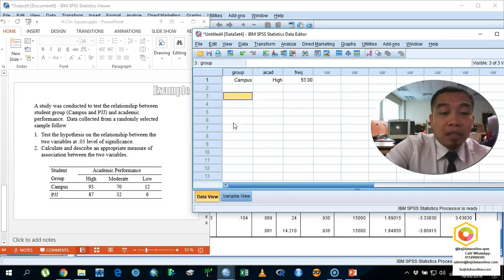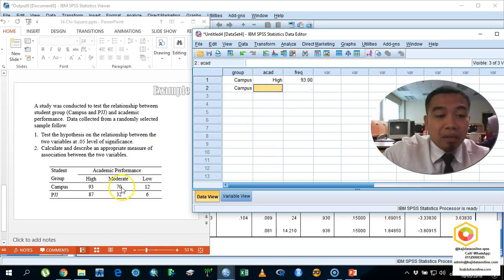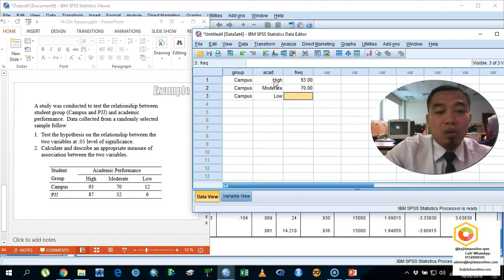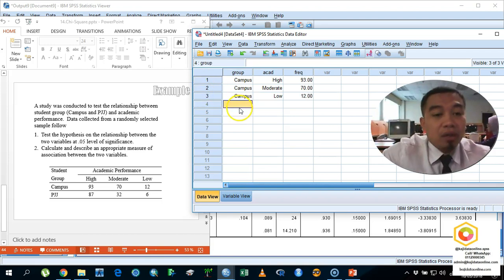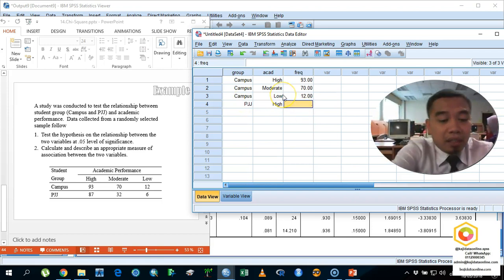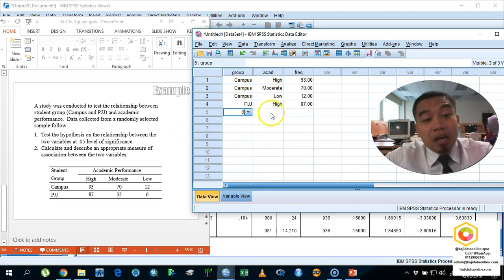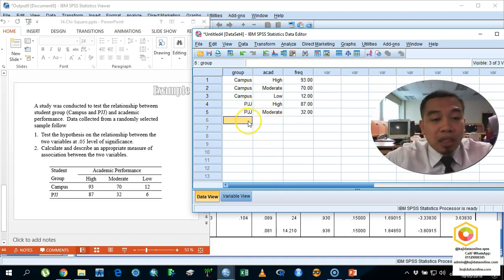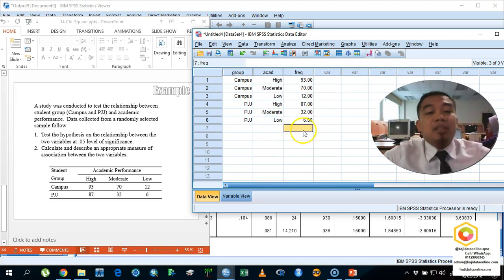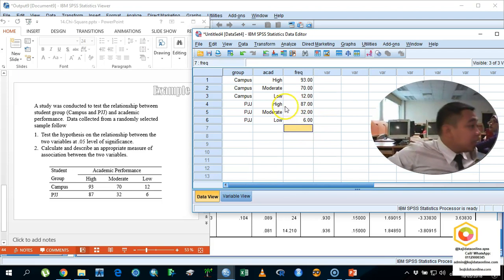The second one, the students stay in the campus, the academic is moderate. How many people? Oh, sorry. Stay in the campus, moderate academic is 70. The next one, stay in the campus, low academic, how many? 12. The next one, stay outside the campus, academic high, how many? 87. Stay outside, academic moderate, how many? 32. Stay outside, academic not good, how many? 6. Finish. Key in already.